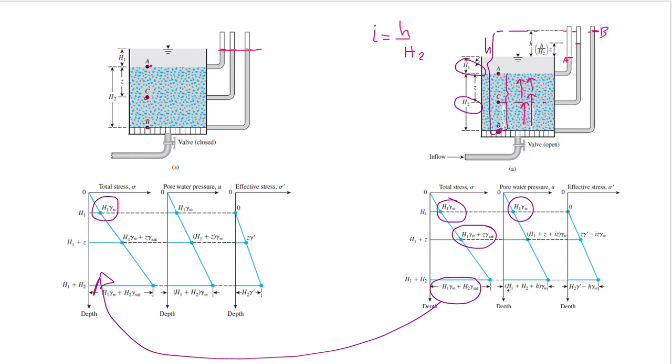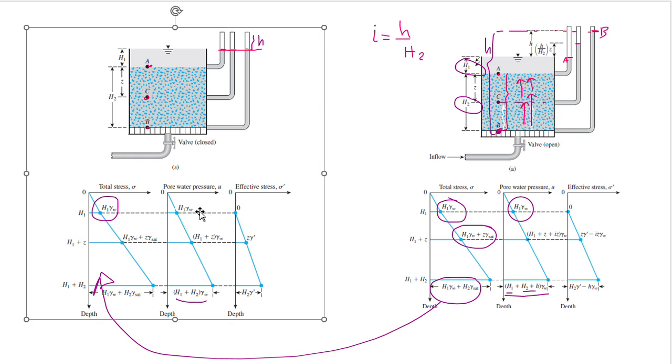So at point B, the pore pressure is h1 plus h2 plus h times gamma water. That was easy to calculate. The main difference with this one is that we don't have this additional h, because we have no additional height here compared to this example. So then it is easy.